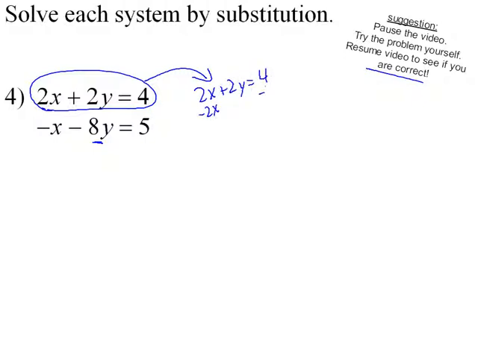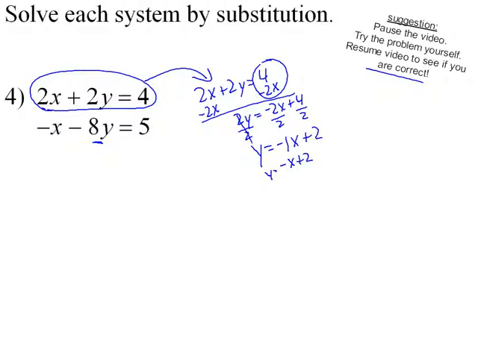I'm subtracting 2x from both sides. I get 2y equals negative 2x plus 4. Those were not like terms. I can't combine them. Some people want to call that 2x, but it's not. It's negative 2x plus 4. I divide by 2. And I get y equals negative 1x plus 2, or just negative x plus 2.